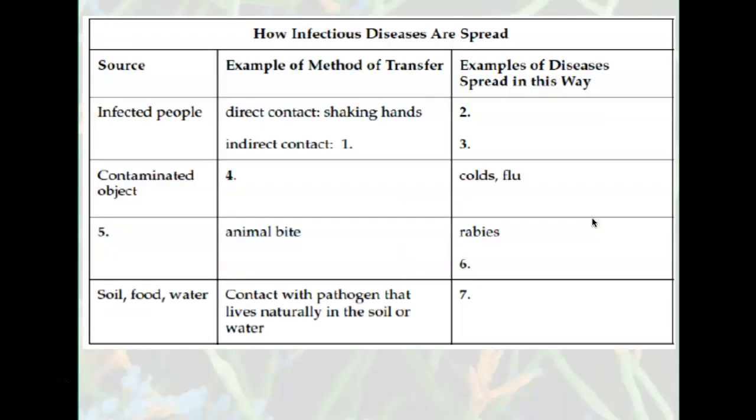So how are infectious diseases spread? This chart is going to show us a couple different methods. So the different sources. One source is an infected person, so being in contact with an infected person. Direct contact, like shaking hands, is an example. And indirect contact also, like sneezing. When you sneeze, a lot of droplets go into the air, and another person might breathe that in. So those droplets are generally going to be smaller and held in the air for a while.